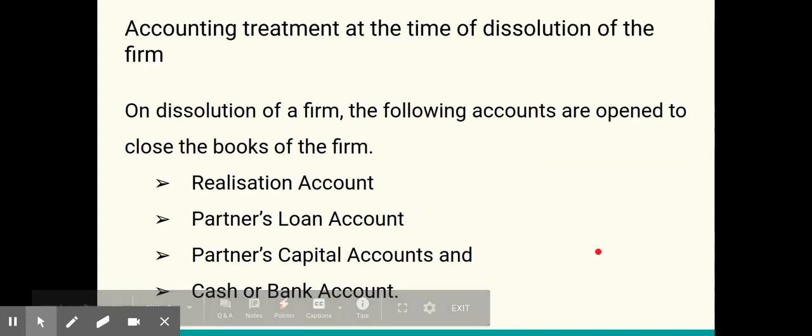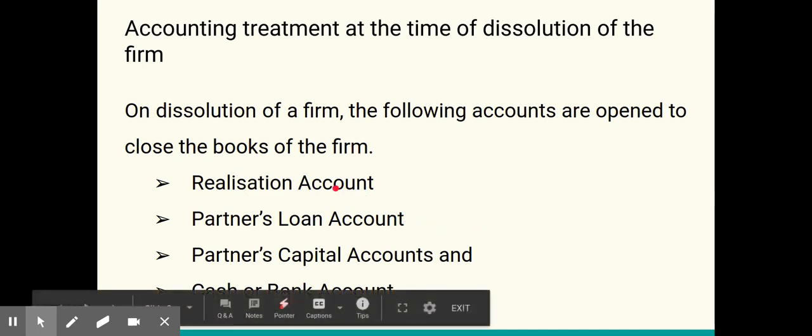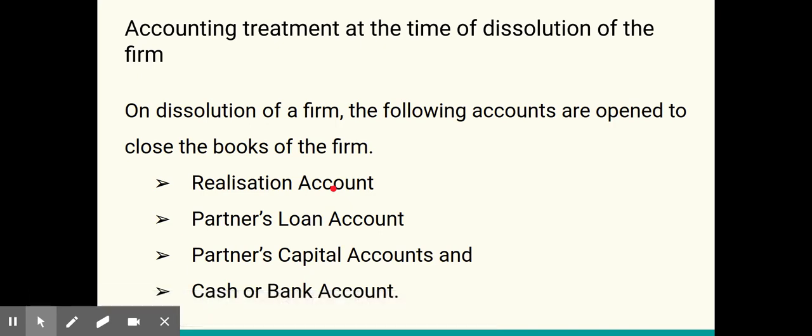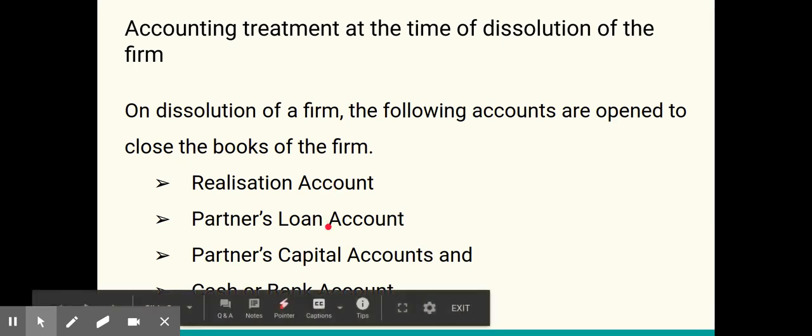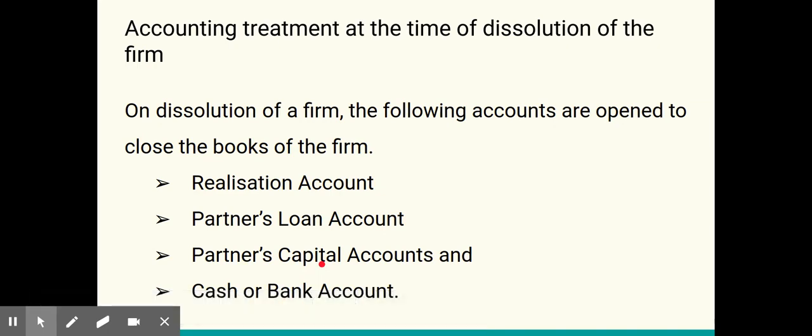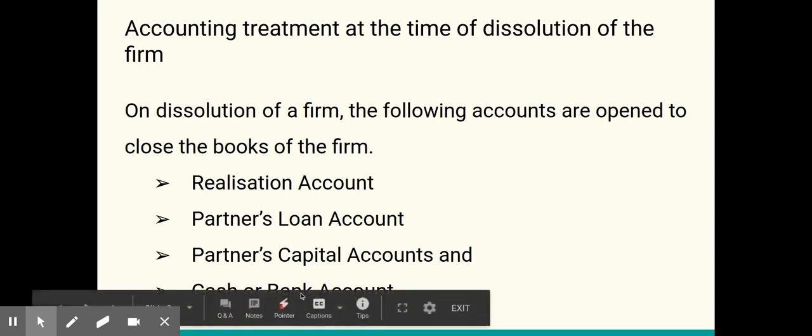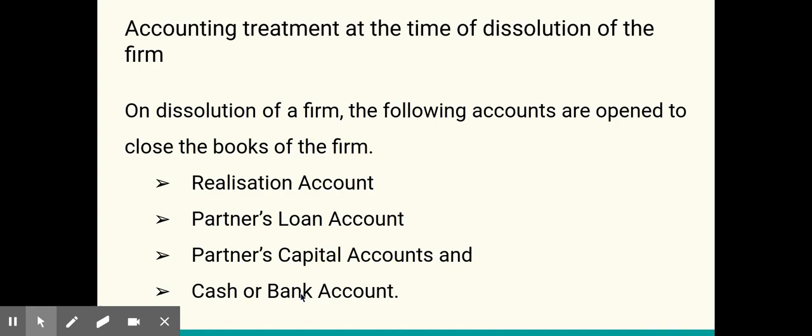Okay, accounting treatment at the time of dissolution of the firm. When a firm is dissolved, what are the accounts to be prepared? The first account is realization account. The realization account is prepared to find the gain or loss by realizing the assets and by paying off the liabilities at the time of dissolution of the firm. Then partner's loan account, which is prepared to settle the partner's loan. Partner's capital account is prepared to find the amount which is finally due to each and every partner. Cash or bank account is prepared at last at the time of dissolution of the partnership firm.